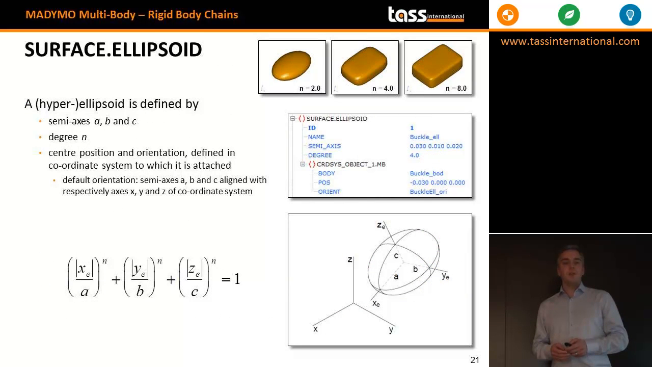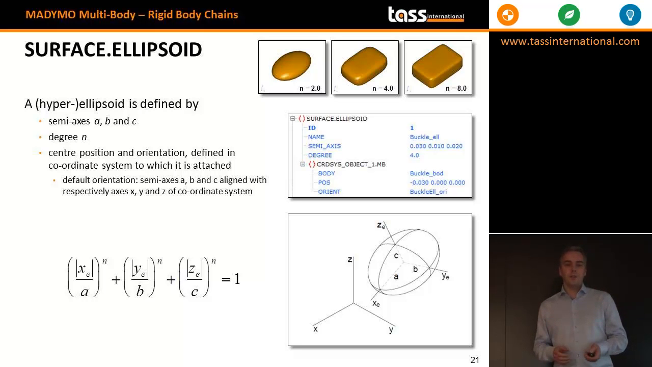The surface ellipsoid, basically it is called ellipsoid, but it can also be a hyperellipsoid. On the top right of the slide you can see how a surface ellipsoid would look with degree 2. With degree 2 it's a normal ellipsoid, but if you give it a higher degree, like degree 4 or degree 8, you will see that the shape of the ellipsoid becomes a hyperellipsoid, and the higher your order is, the more it will look like a box, a cube.